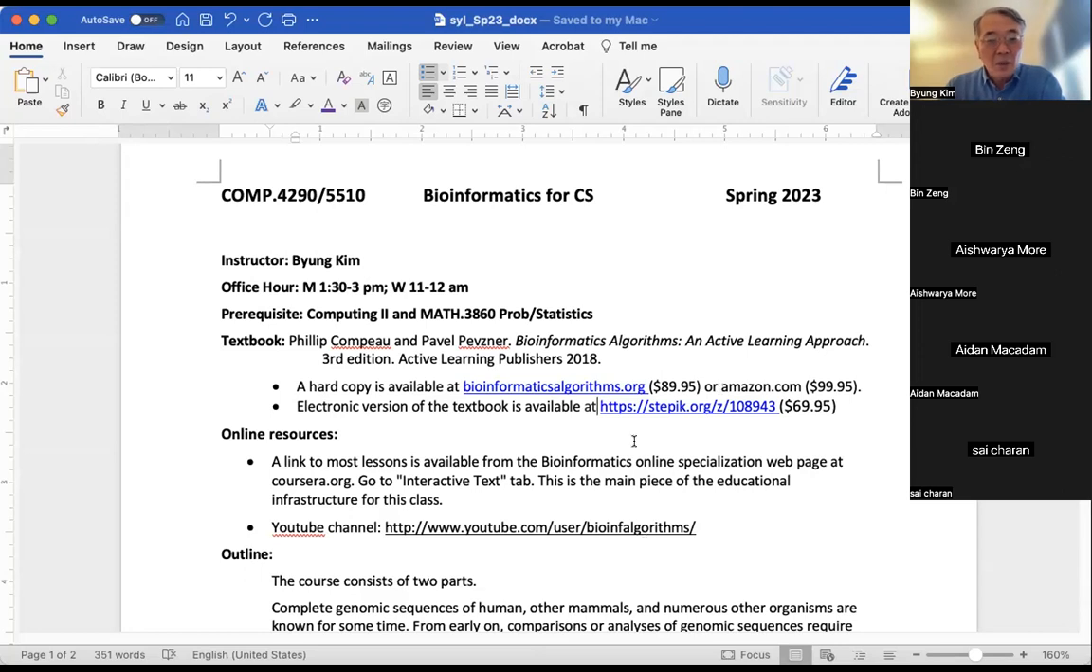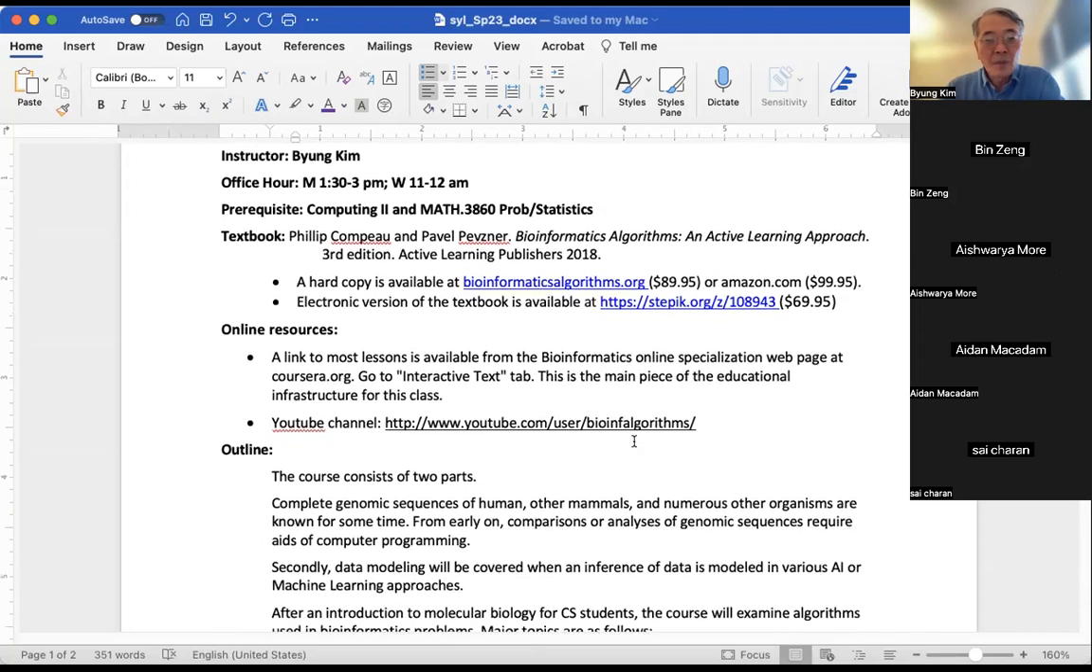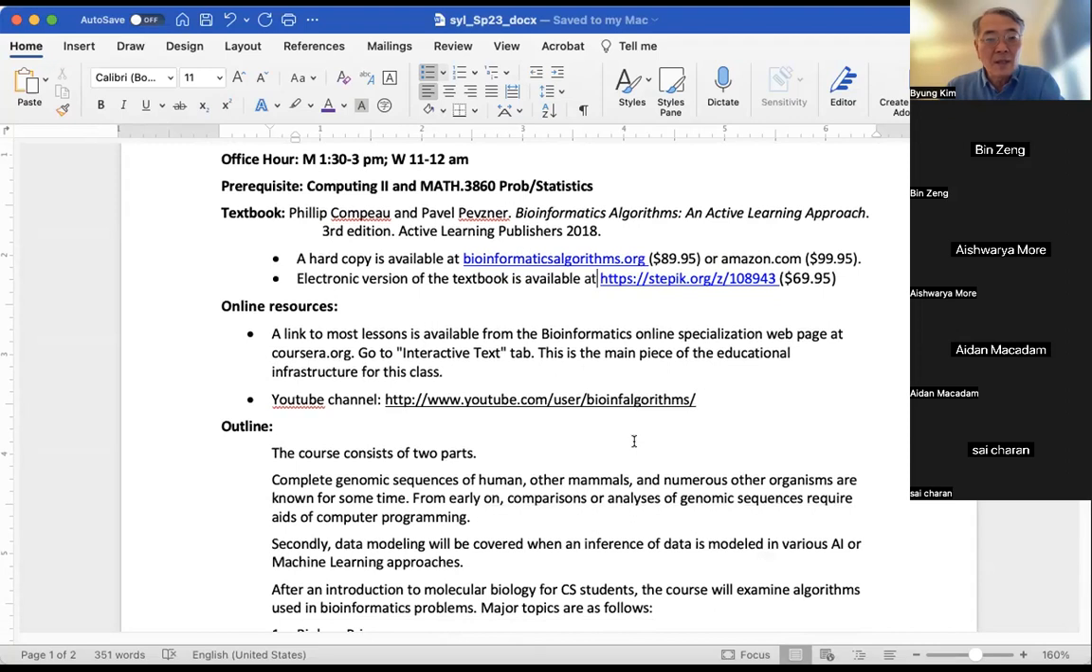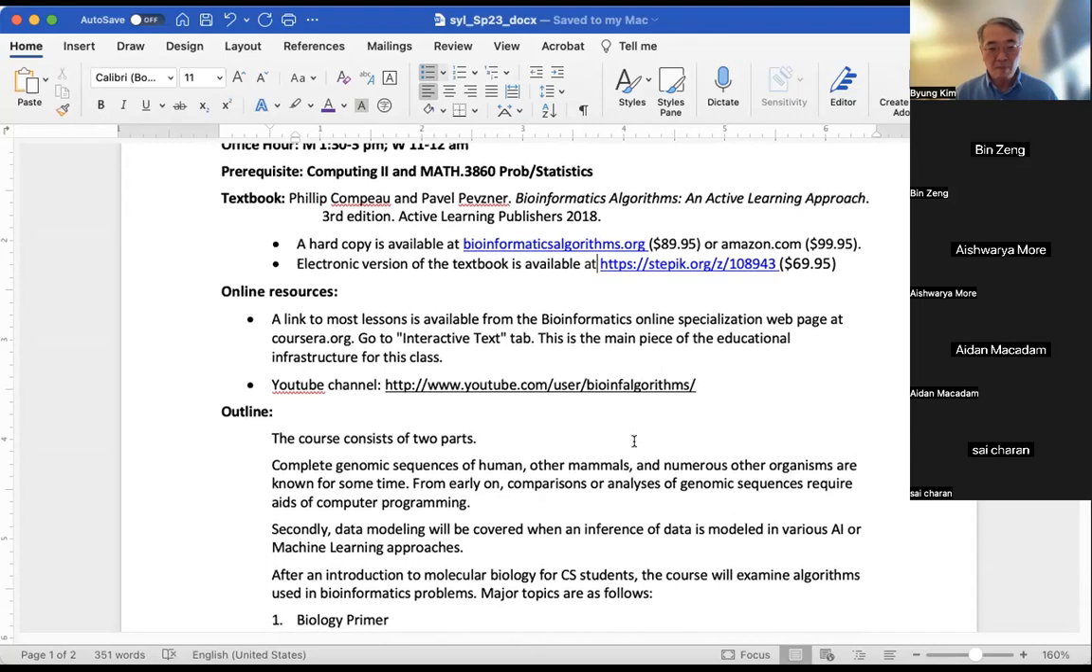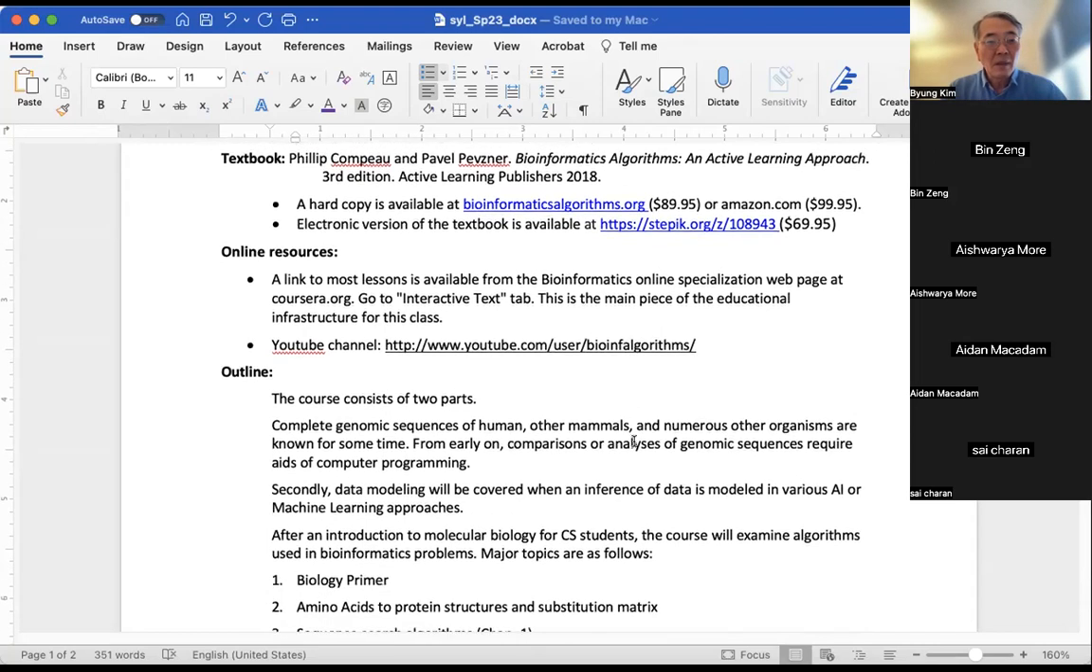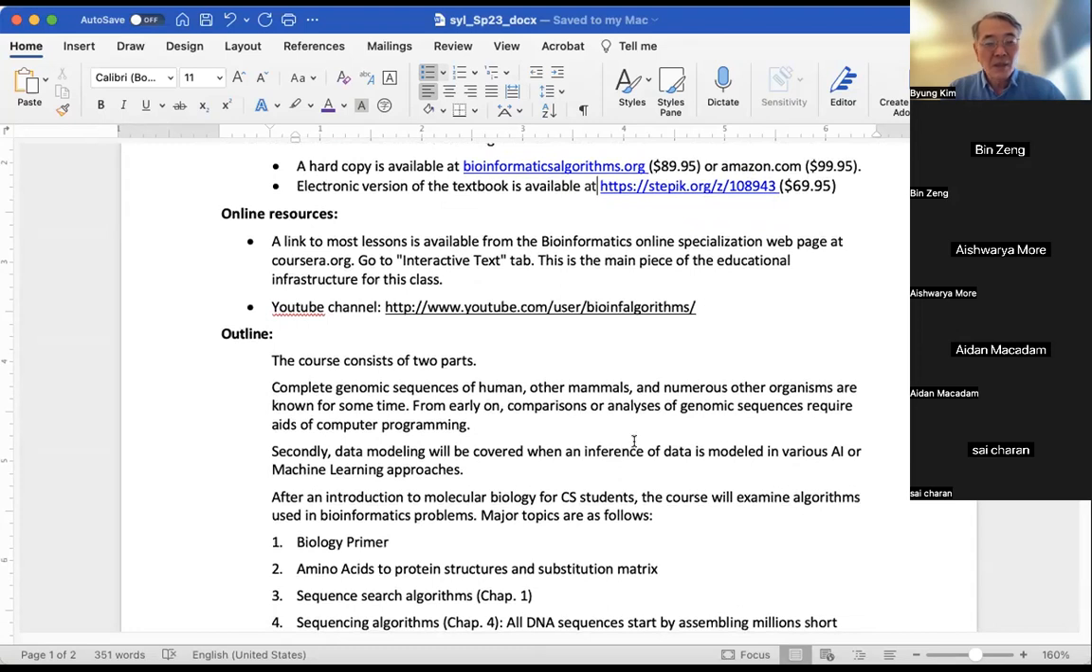So you have a textbook that is reasonably priced. I expect you to have the textbook. And there are some online sources.